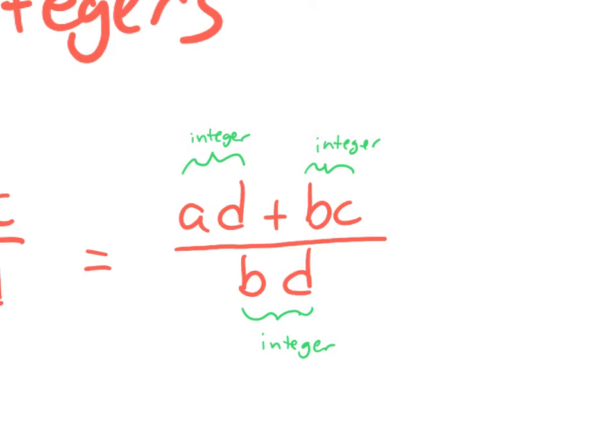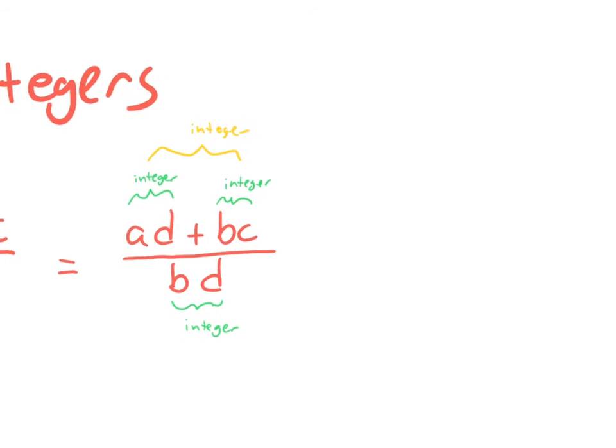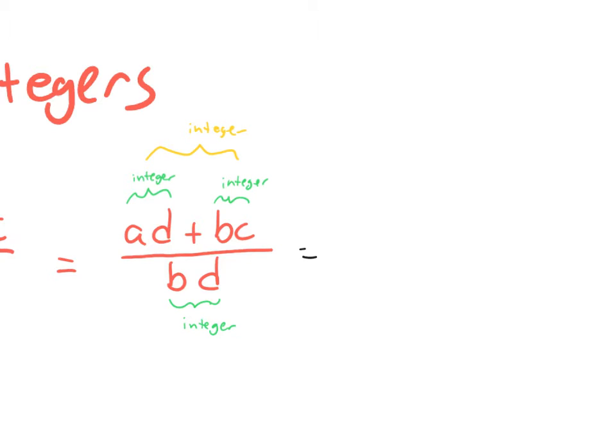We also know that when we add two integers together, which is what this says up here, AD plus BC is an integer plus an integer, which means the numerator is also an integer. So in the end, you get this. In the numerator, you have an integer. In the denominator, you have a different integer. So by definition, an integer divided by an integer is rational.